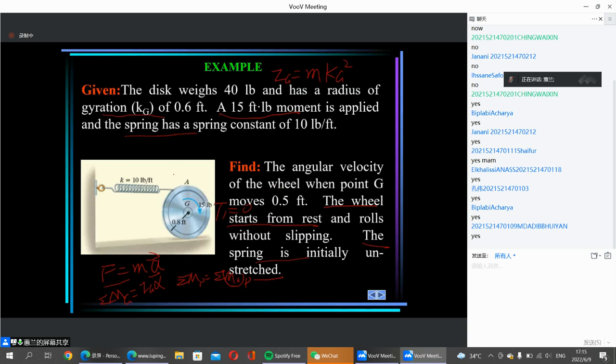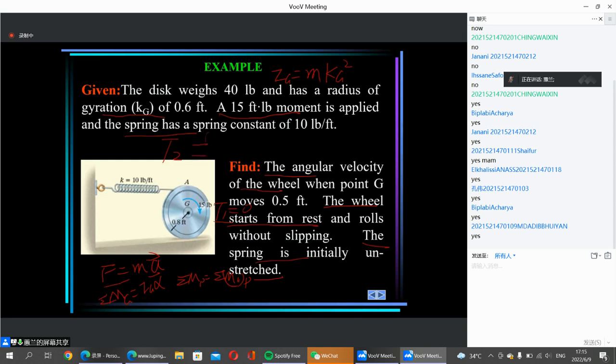Here, we need to find out the angular velocity of the wheel, and we know the wheel starts from rest. So the initial kinetic energy is equal to 0. And how about the final kinetic energy? For the final kinetic energy, we need to find the angular velocity. The principle of work and energy is a scalar equation: one equation, one unknown. So T2 is obviously related to the angular velocity of the wheel.